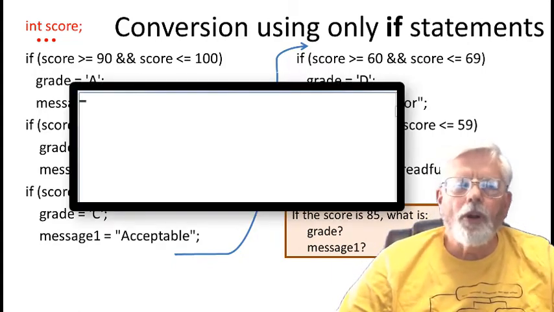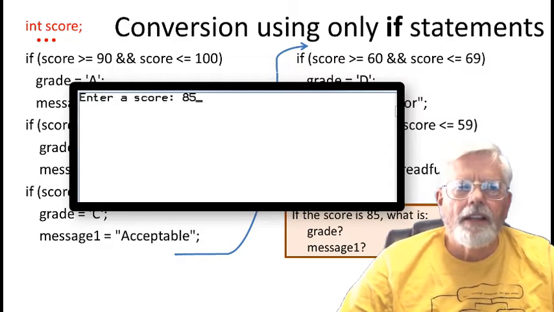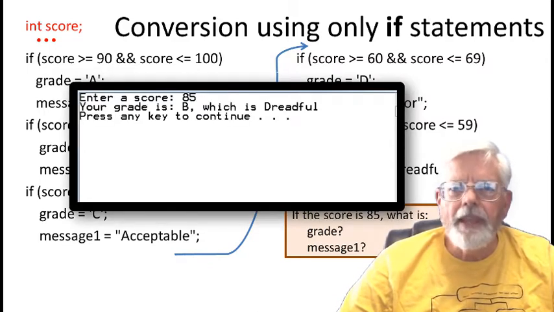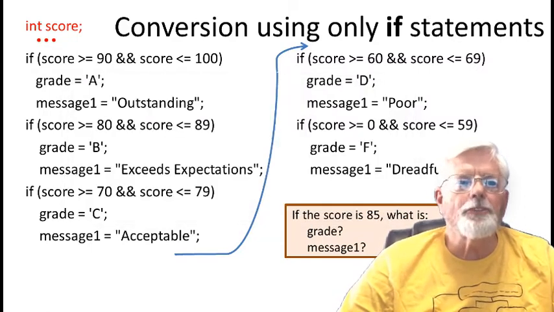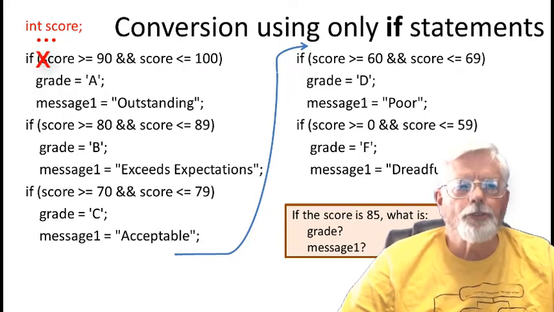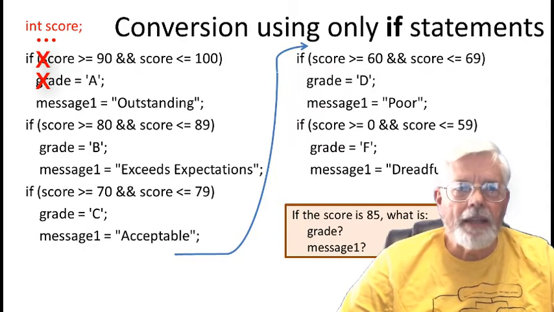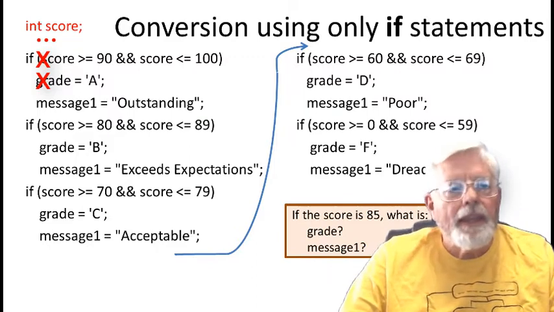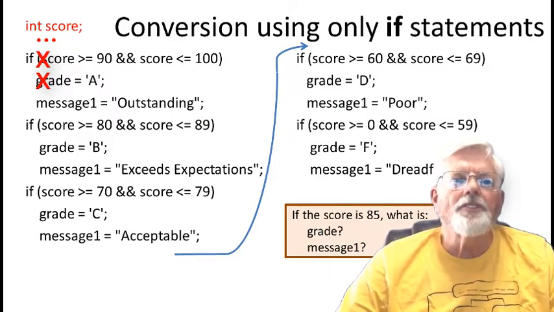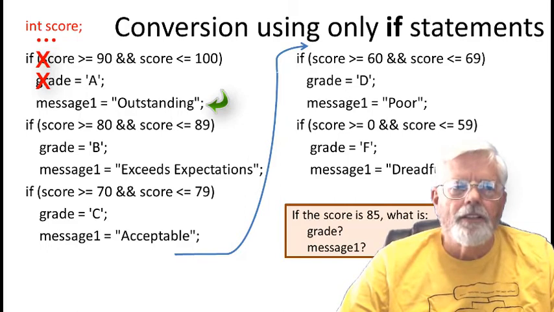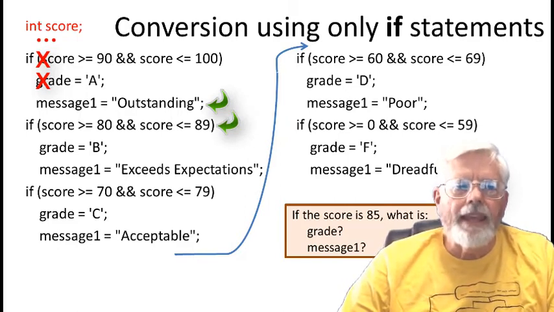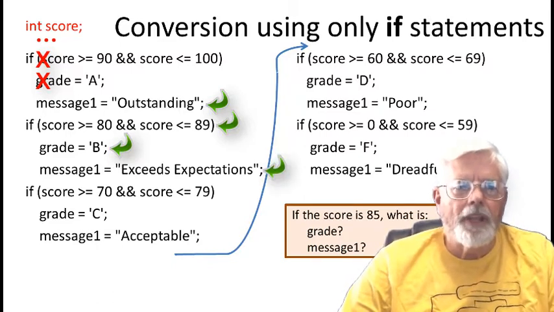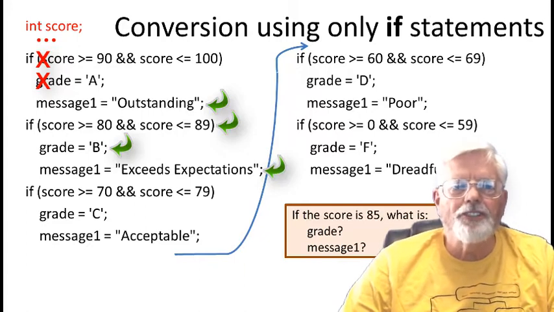How about if I get a score of 85? It's going to say grade equals B, message 1 says dreadful. What happens is this first if statement does not pass, so I'm not going to set grade equal to A. But this message 1 is not inside a block, so that's totally independent from that if statement. It's going to set message 1 equals outstanding. Then I'll say if score is between 80 and 89, grade is equal to B. Also do this message 1 because it's not part of the if statement, and I'll say exceeds expectation.